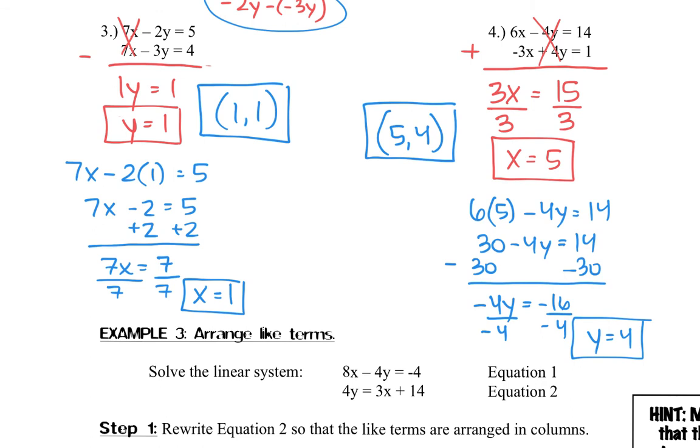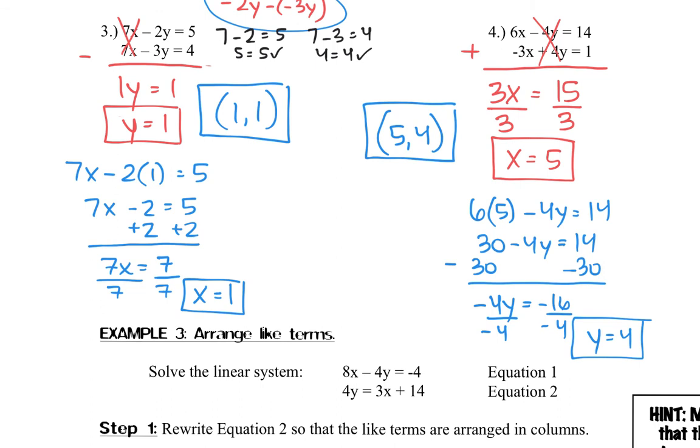And again, you can do a quick little check step here. This would be 7 times 1 is 7. Negative 2 times 1 is negative 2, and 7 minus 2 is 5, so the first equation works. The second one, again, 7 times 1 is 7, and then this would be minus 3, and yep, that's 4, so we see that it works in both equations.